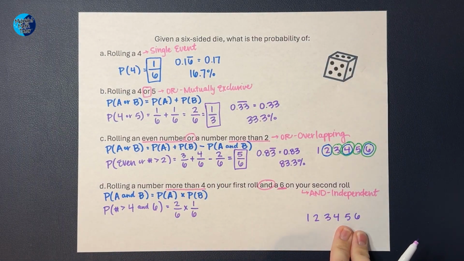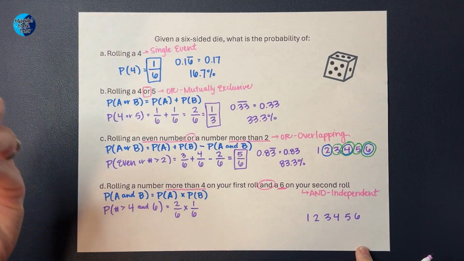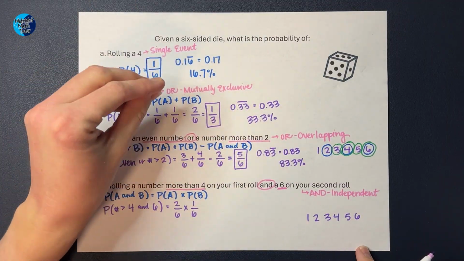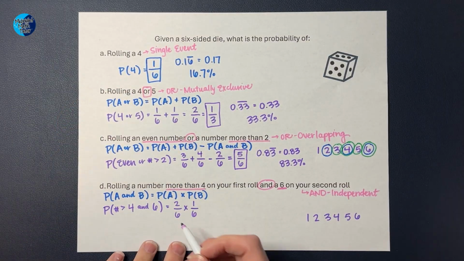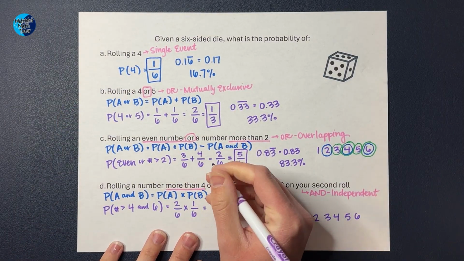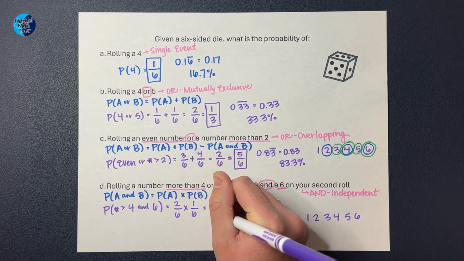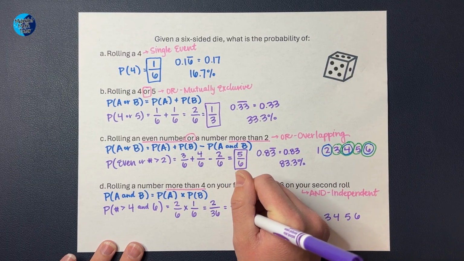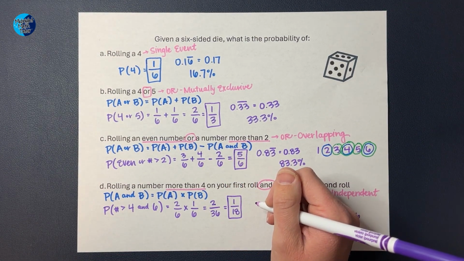Now, if you're thinking, Internet Math Lady, we had some overlap there. We're considering 6 twice. In this case, we can consider it twice because it's 2 different rolls. If it was the same roll, we would want to consider that as overlapping, but it's 2 different rolls. All right, when I multiply these, I end up with 2 over 36, which is going to simplify down to 1 over 18. And that is as simplified as that goes.